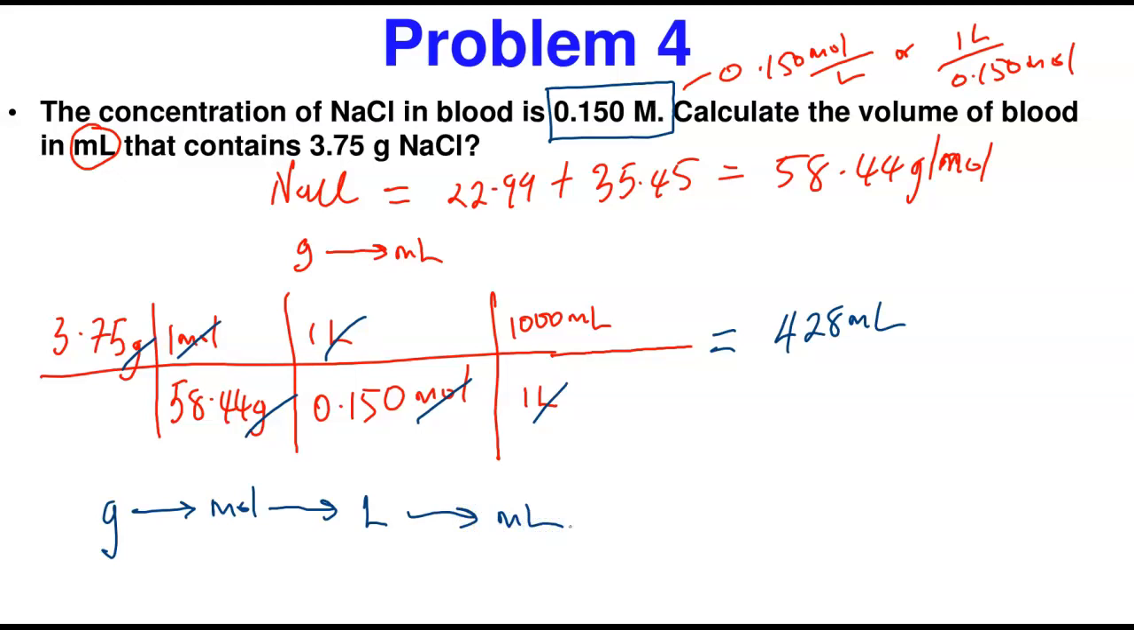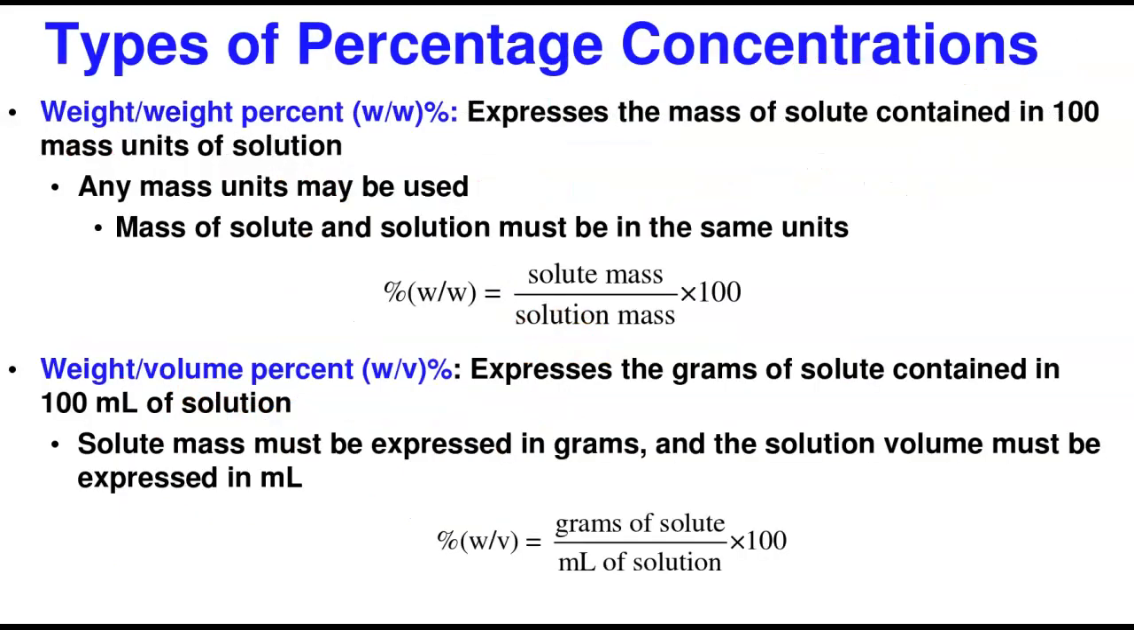So note again that for you to convert to volume using molarity, you have to flip it so that the volume, or rather the liter, will be on top and the moles will be on the bottom. And that's exactly what we did at this point. The next problem. Okay, we're done with problems in this molarity aspect. For now, we're going to look at types of percentage concentration.